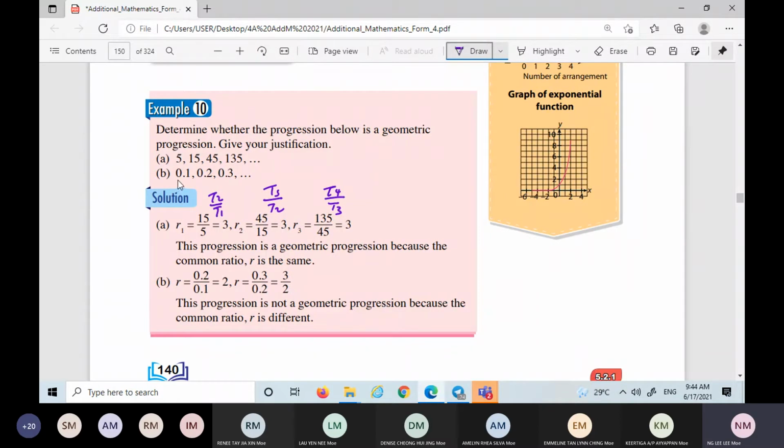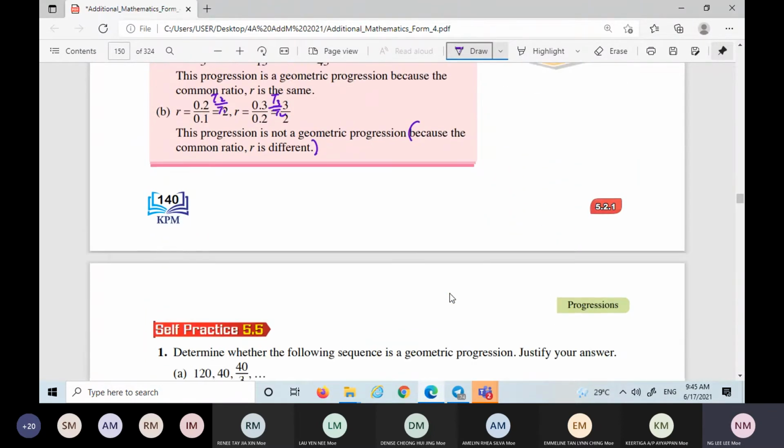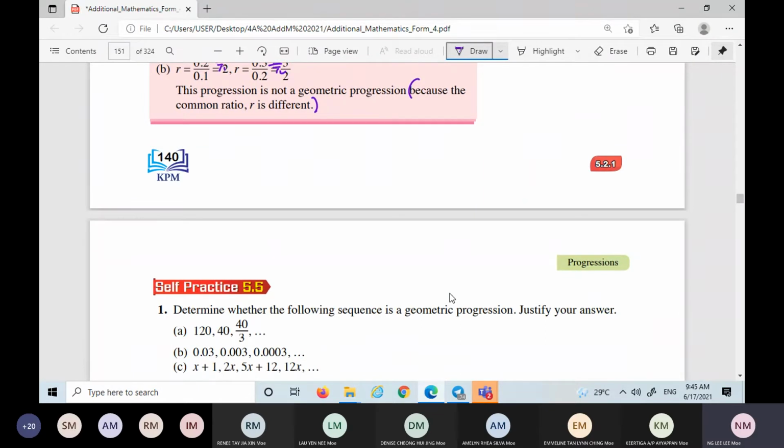Then how about B? This is T2 over T1, this is T3 over T2. They get different values, so this is not a geometric progression. When they say give your justification, after you make the conclusion saying yes or no, you have to give your justification. Why? Because the ratio is different. This one you do as homework.